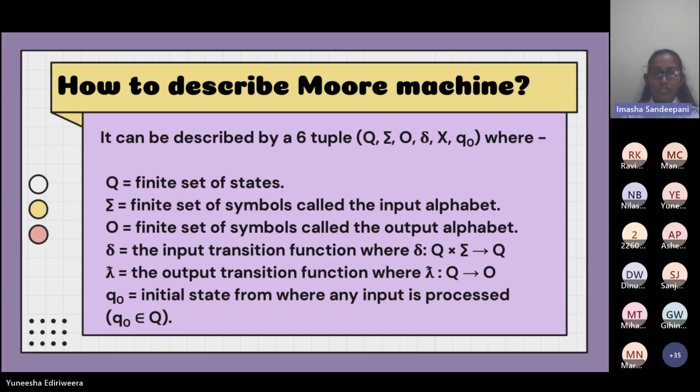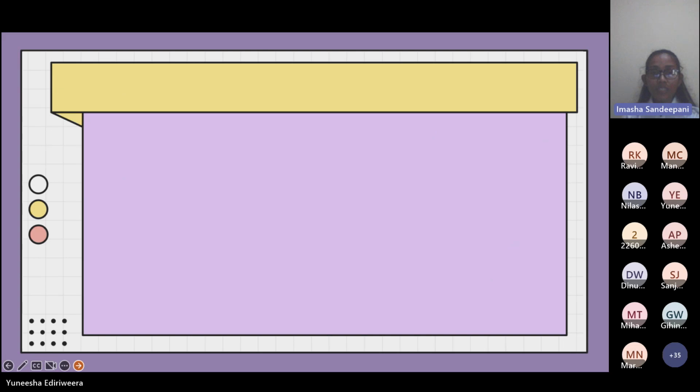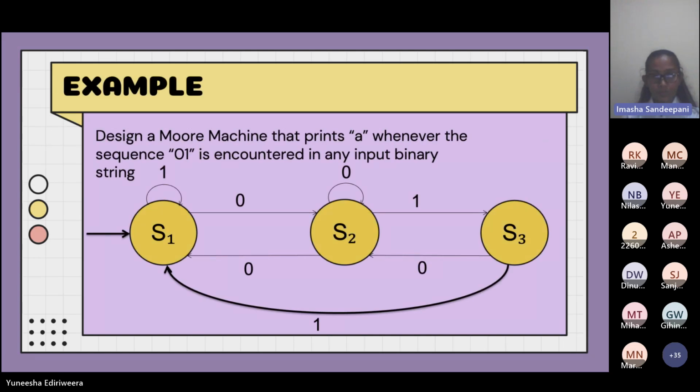Similar to the Mealy machine, the Moore machine also consists of a 6-element tuple. Like in the Mealy machine, the symbol Q denotes the finite set of states, sigma denotes the finite set of input symbols, the input alphabet, delta represents the output alphabet, lambda represents the output transition function, and q naught represents the initial state from where any input is processed. Now let's see how the concept of the Moore machine is used when building a solution to a certain problem.